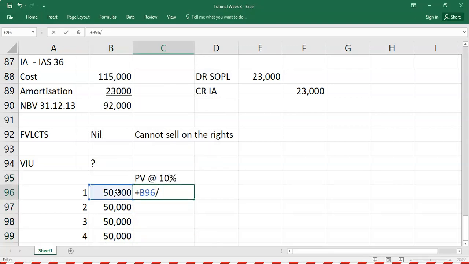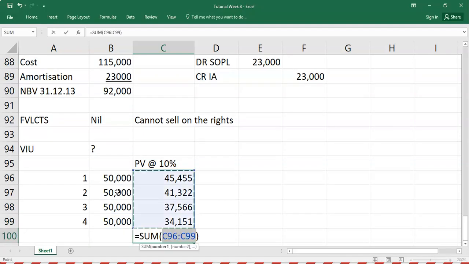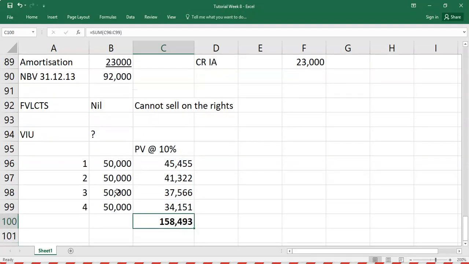So it's 50,000 divided by 1.1 to the power of 1. So your cash flow over 1 plus R, the discount rate, to the power of n, the number of years. 50,000 divided by 1.1 to the power of 2, divided by 1.1 to the power of 3, and divided by 1.1 to the power of 4. So your value in use there is 158,000.